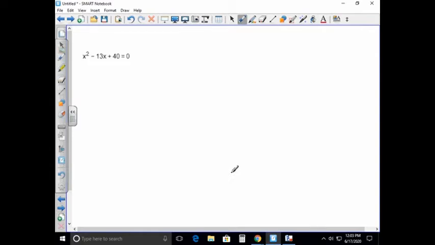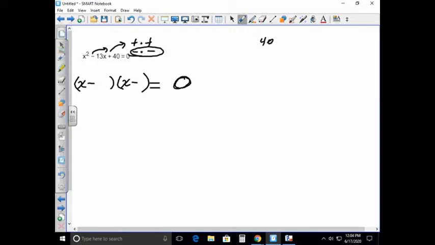Now in this one we have a 0 on one side, but we don't have a product on the other side. So we can write this as a product. We can factor the left side. Before we factor, we always want to make sure one side is 0. So we do have that. The other side, we factor: x squared is x times x. And this tells us our signs have to match. And the middle one tells us we have to have two negatives. And then we're looking for what numbers multiply to make 40 and add to make 13.